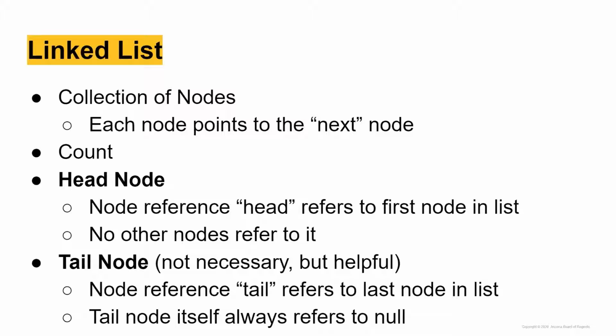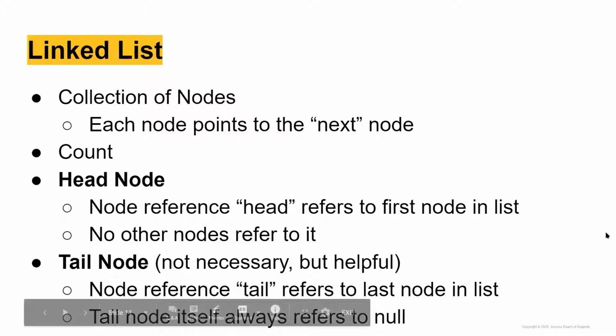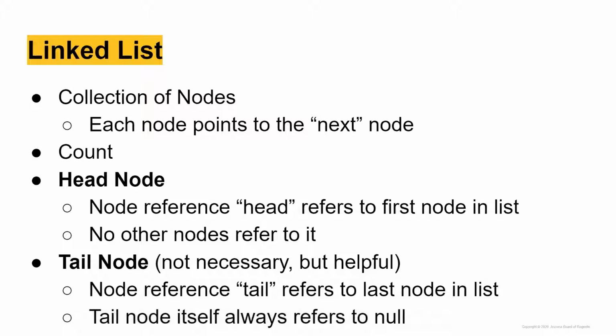All right, now let's talk about a linked list. So, in theory, a linked list is just a collection of nodes. So each node, again, has its information and its reference to the next node. And then the linked list is just a series of nodes which point to each other sequentially. So, like I said on the slide, each node points to the next node in the list. And it also contains a count, just of how many nodes there are in the list.